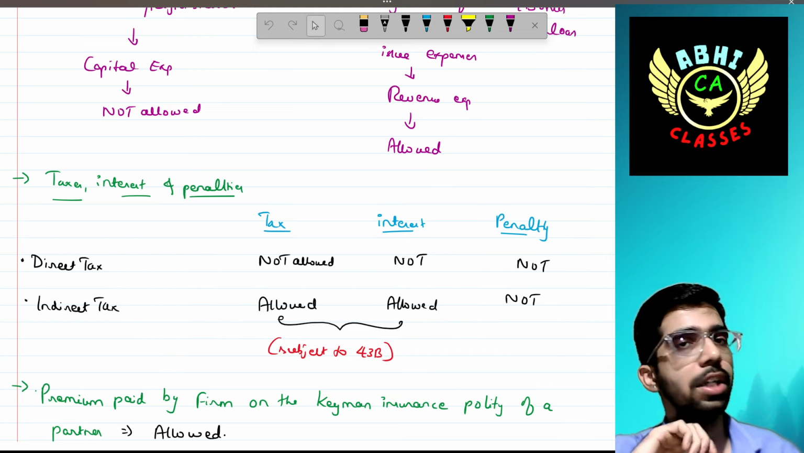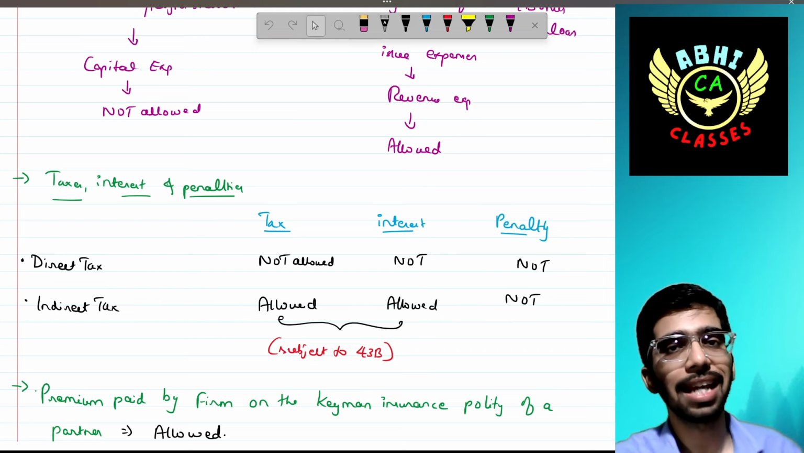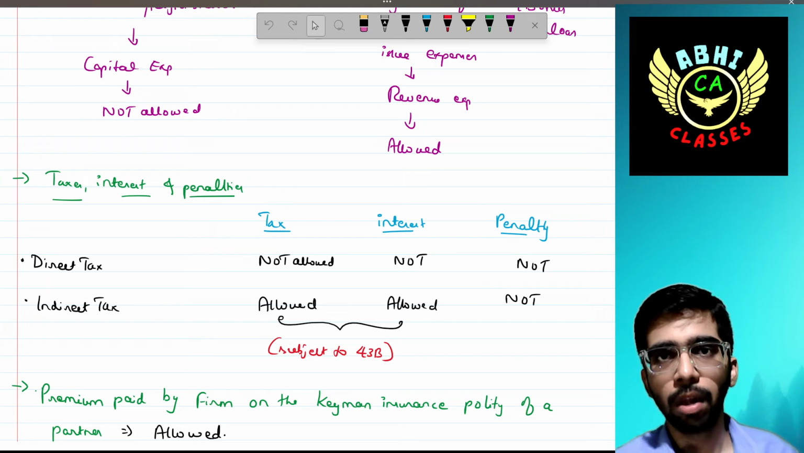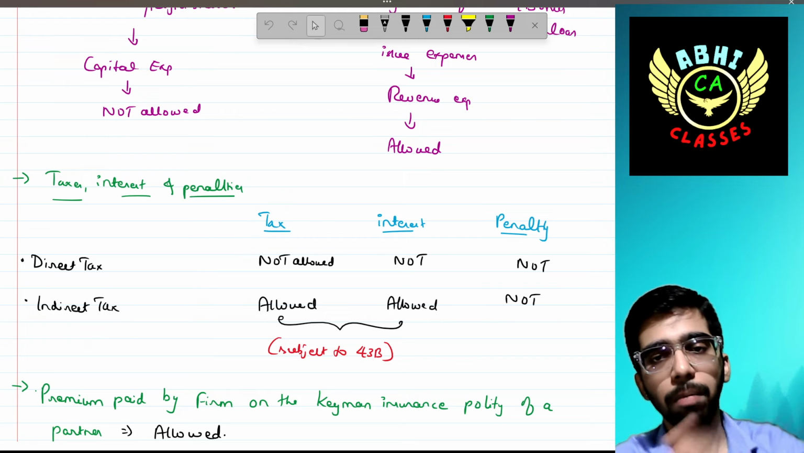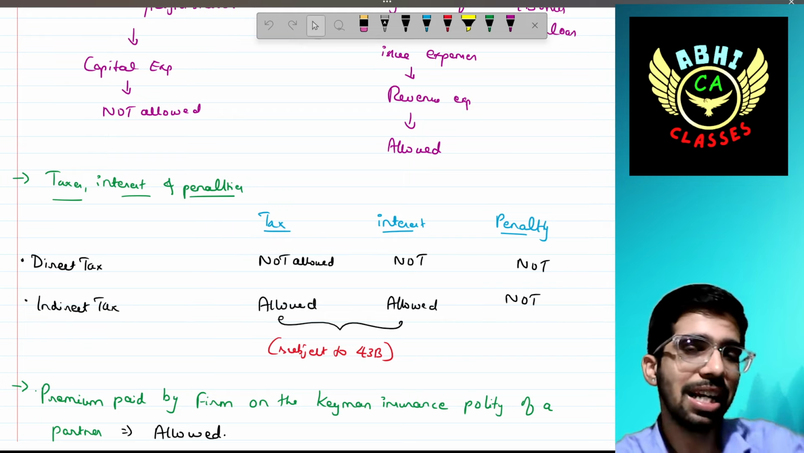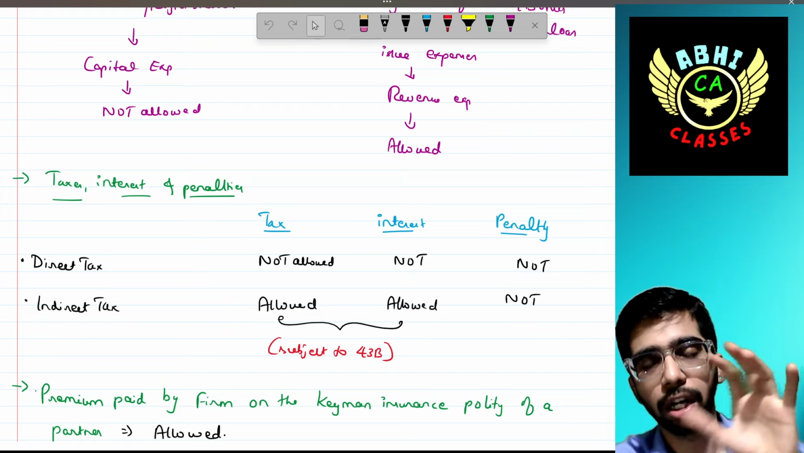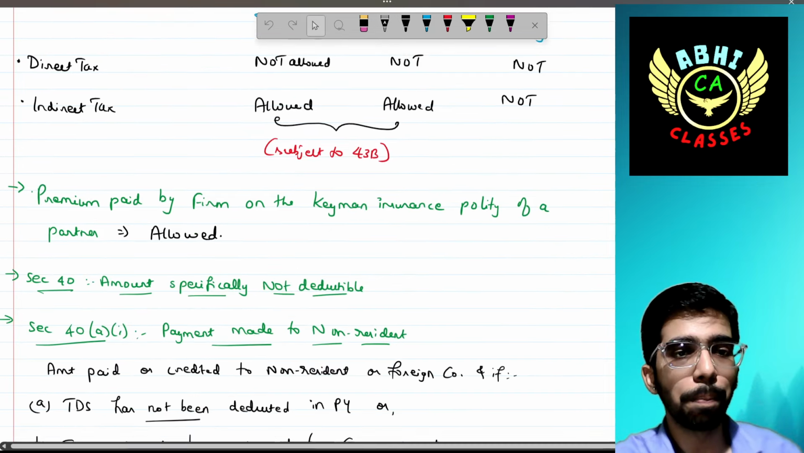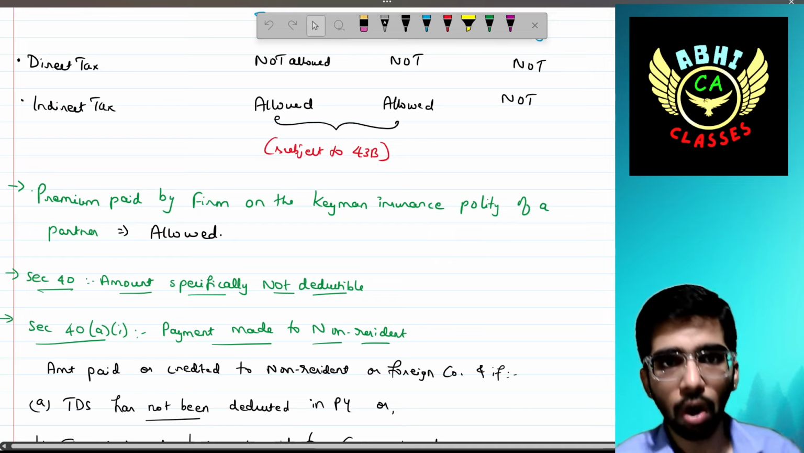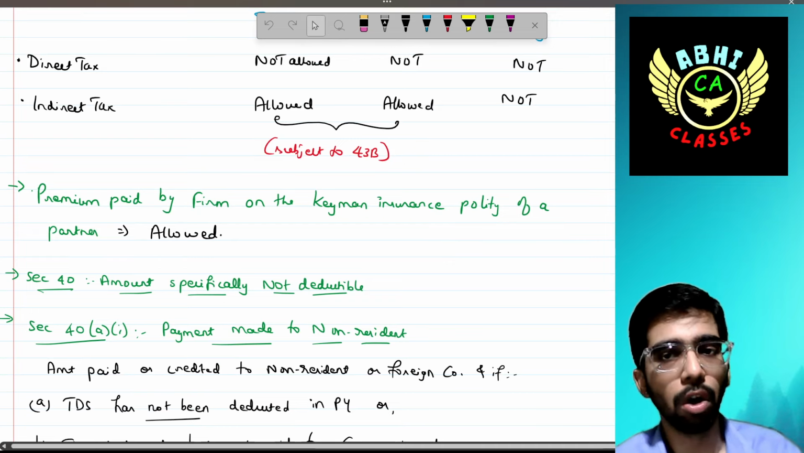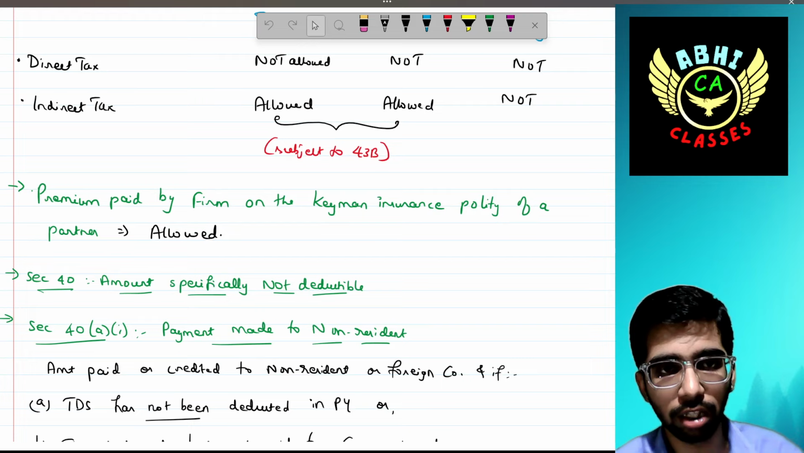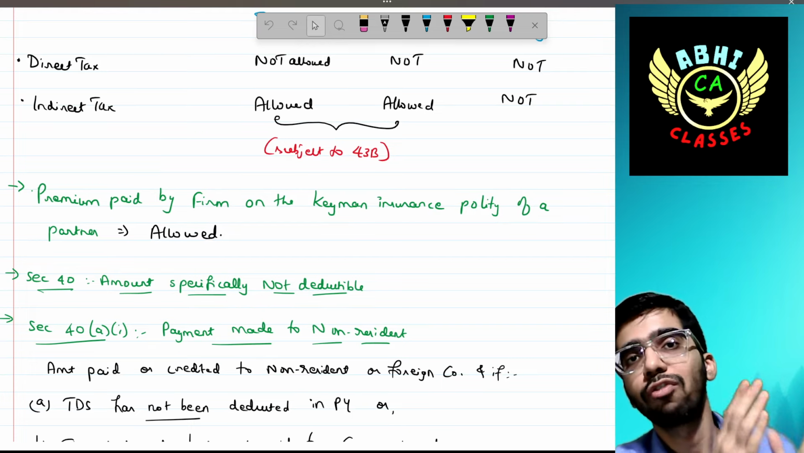But penalty is not allowed, because penalty is simply a prohibition under the respective law. We have seen that expenses should be legal, but a penalty would be treated as illegal, so it would be restricted and disallowed. Next, premium paid by a firm on the key man insurance policy of a partner is allowed in the books of accounts of the firm.